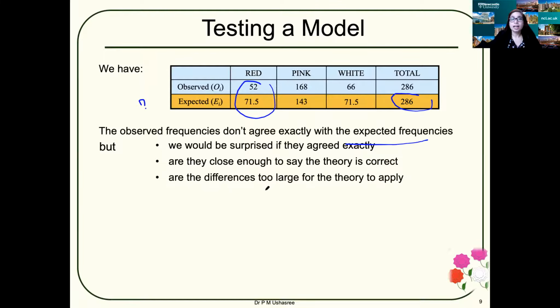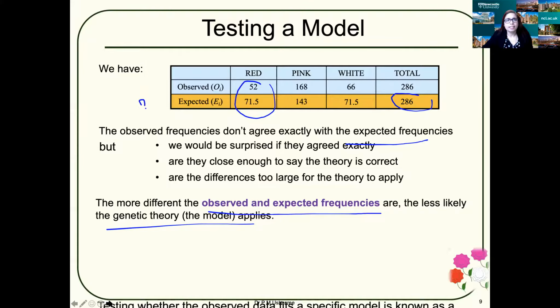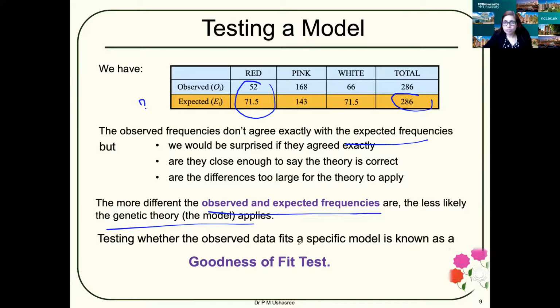And are the differences too large for the theory to apply? Such questions can only be answered if we perform a hypothesis test. The more different the observed and the expected frequencies are, the less likely the model applies, or here, in this case, the genetic theory applies. Testing whether the observed data fits a specific model is known as a goodness of fit test. So that's what we're going to do now.